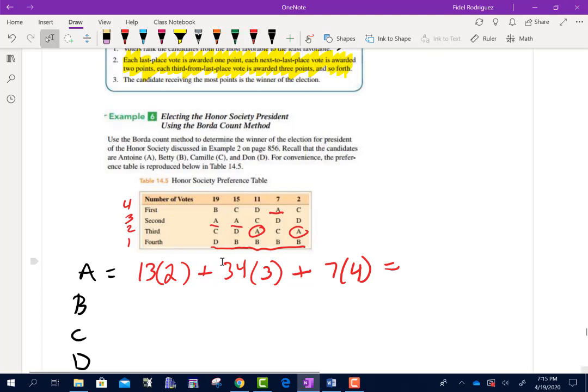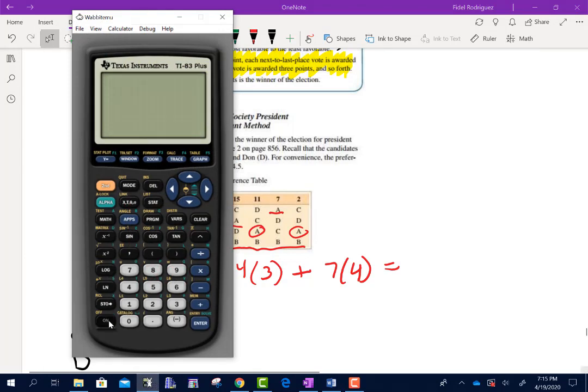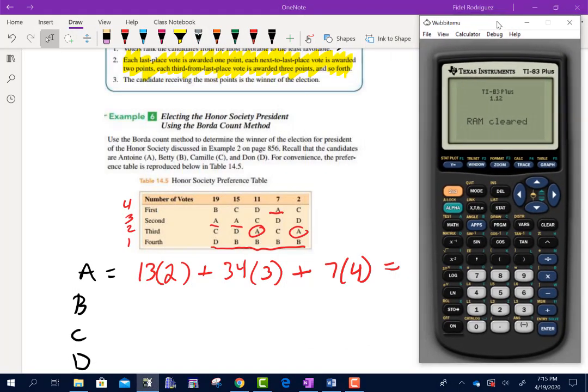Let me grab my calculator here so y'all can see what I'm doing. All right, let's turn this thing on. Let's move them over here a little bit, clear it out. Okay, so I'm going to take 13 times 2 plus 34 times 3 plus 7 times 4 equals, and I'm coming up with 156.